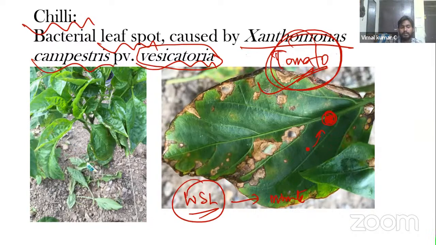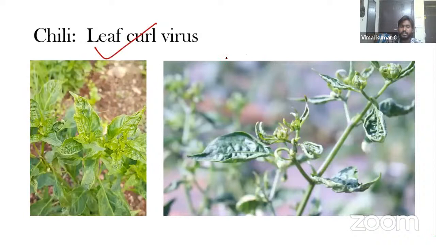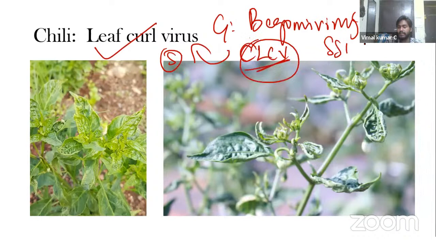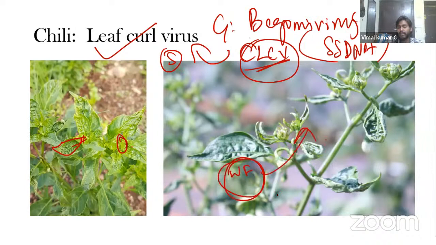Then coming to chili leaf curl. This is caused by the genus Begomovirus, and the species is chili leaf curl virus. This is also a single stranded DNA virus. To identify it, the leaf will be curled upwards and the leaf size will be reduced. Then you can check for whitefly. If you shake the plant, the whitefly on the underside of the leaf will fly. So there you can easily identify whether it is infected by leaf curl or not.